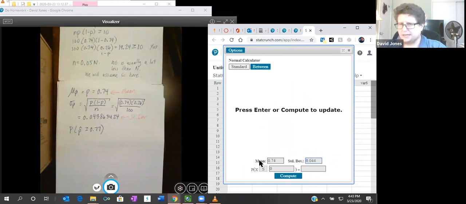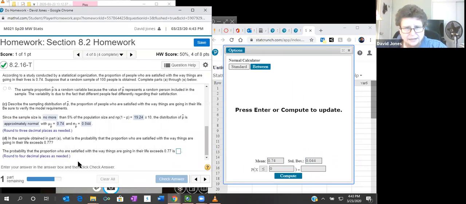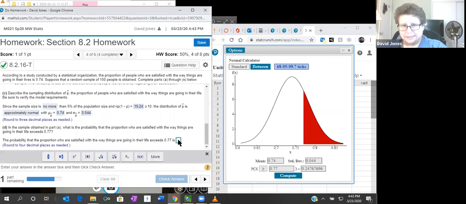They use 3 decimal places, so we'll use 3 decimal places. And let's just check their wording again. Exceeds 0.77. Exceeds is greater than, it's higher than. And I want to make this bigger than. And they give me a value. It says to 4 decimal places. What do I have here?